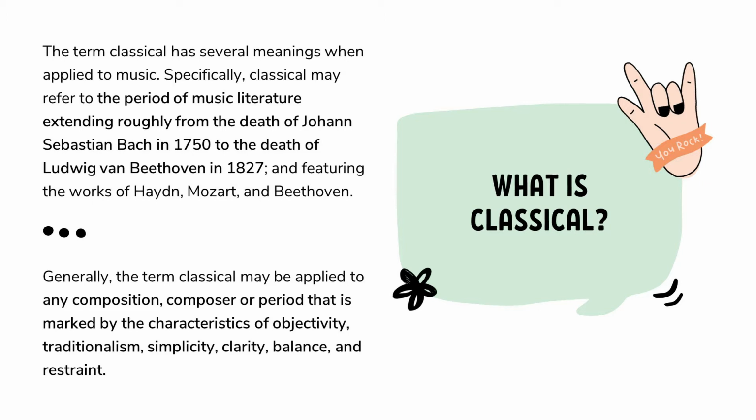Generally, the term classical may be applied to any composition, composer, or period that is marked by the following characteristics. First is objectivity, second is traditionalism, third is simplicity, fourth is clarity, balance, and lastly is restraint. So kapag ang isang music or art ay merong ganitong klaseng characteristic, objectivity, traditionalism, simplicity, clarity, balance, and restraint, then definitely it uses the style of classical.